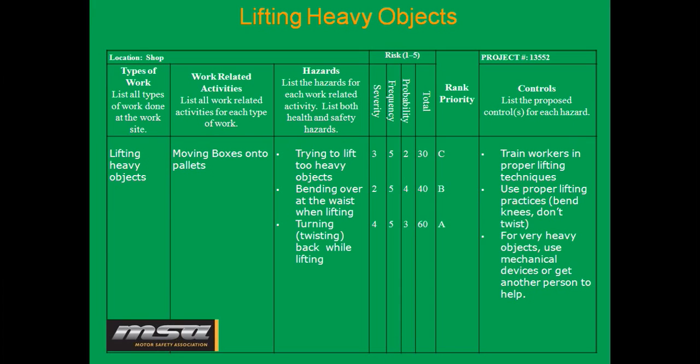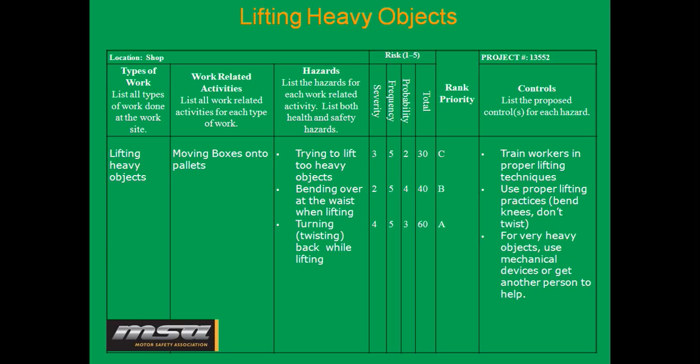So here's an example of a JHA for lifting heavy objects. For the sake of this slide, we removed some information on the JHA just so that it's not too busy, and I'm just keeping it as basic as possible for this presentation. But there are examples of JHAs where there are spots where you put the date on, the signature of the people that are involved with the job hazard analysis, and various other information. But for the sake of this presentation, we've just reduced that information for the slides.